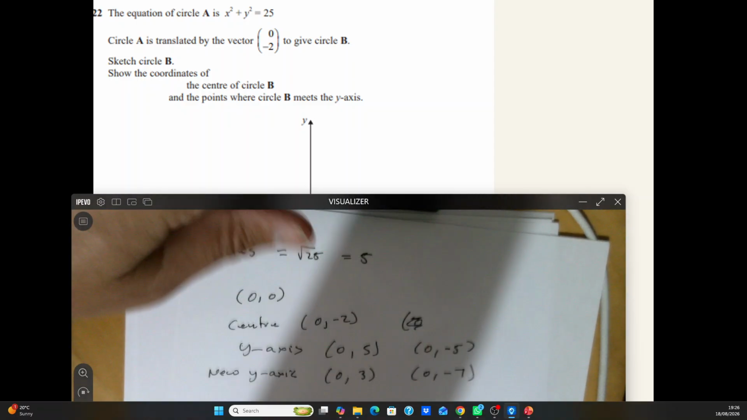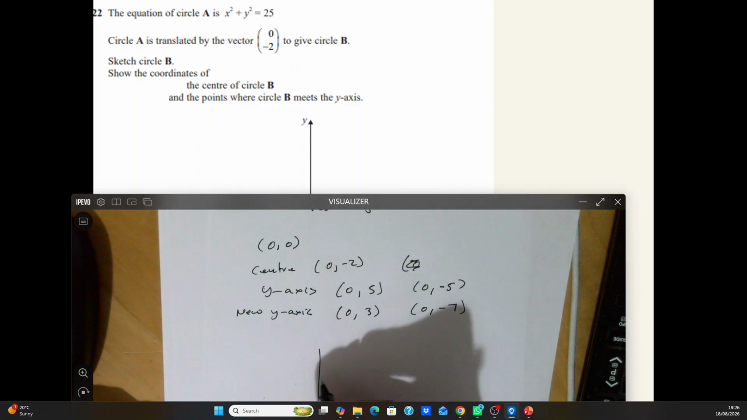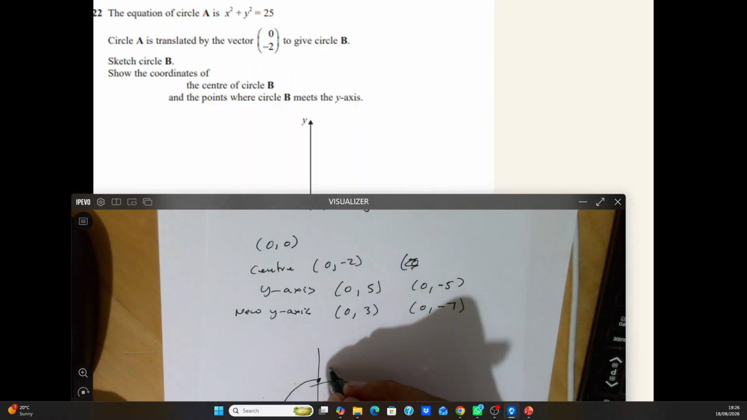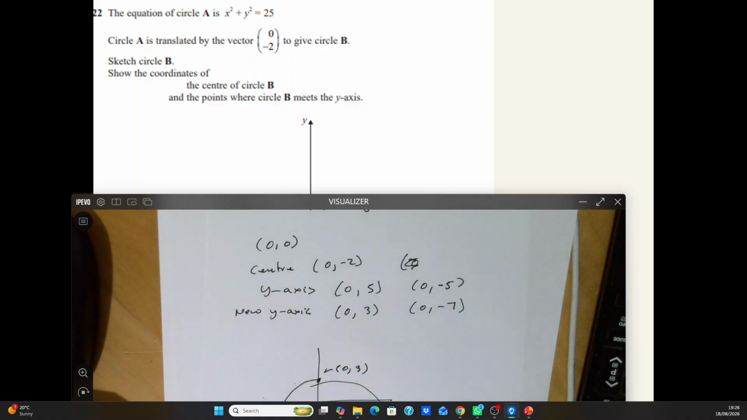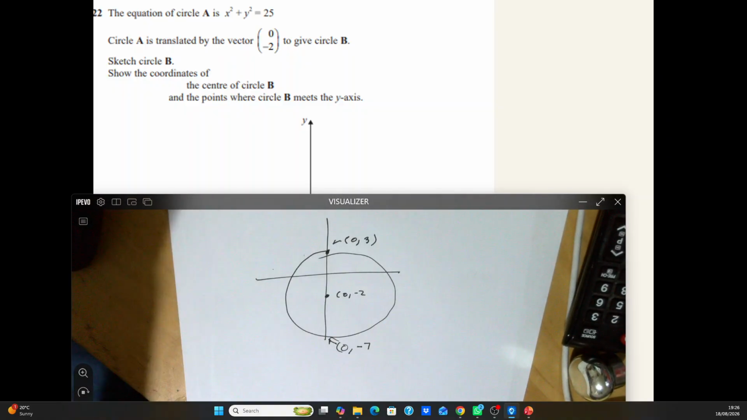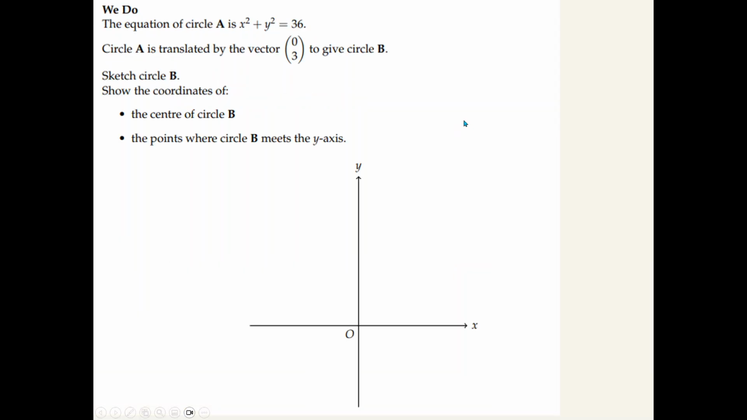So we know we need to draw a circle. I'm not going to do it up there. I'm just going to draw another axis. The centre is here at 0, -2. And it crosses the y-axis at 0, 3, and 0, -7. So it should look something like that. I would ideally, in my exam, use a compass. Right, have a go.